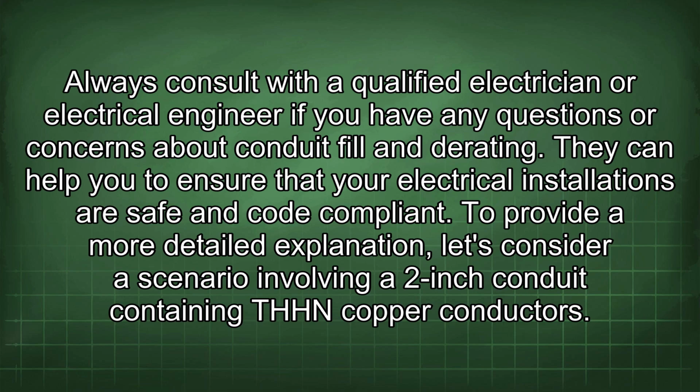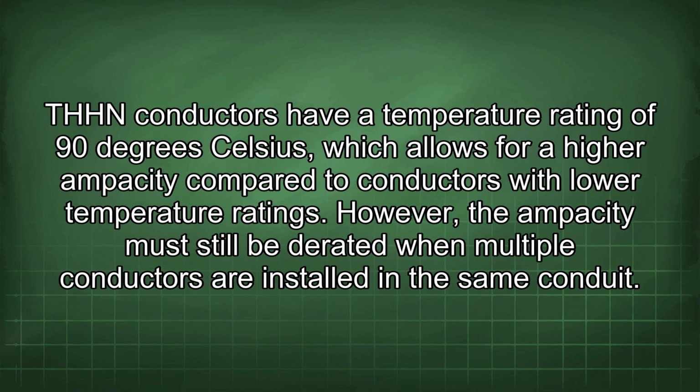To provide a more detailed explanation, let's consider a scenario involving a 2-inch conduit containing THHN copper conductors. THHN conductors have a temperature rating of 90 degrees Celsius, which allows for a higher ampacity compared to conductors with lower temperature ratings. However, the ampacity must still be derated when multiple conductors are installed in the same conduit.